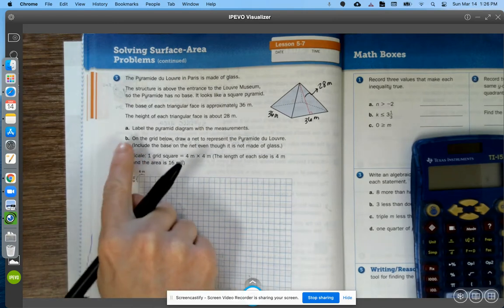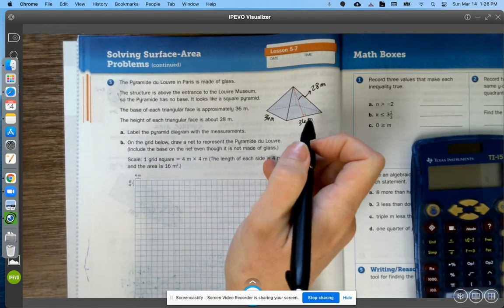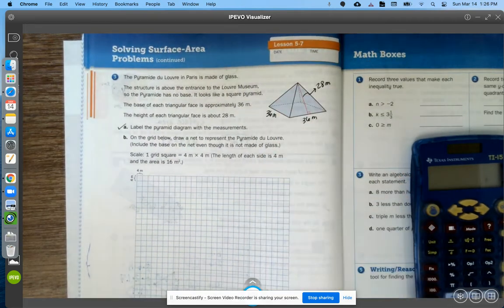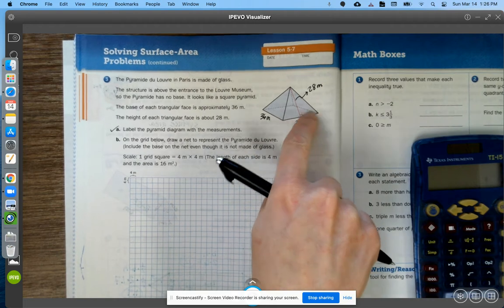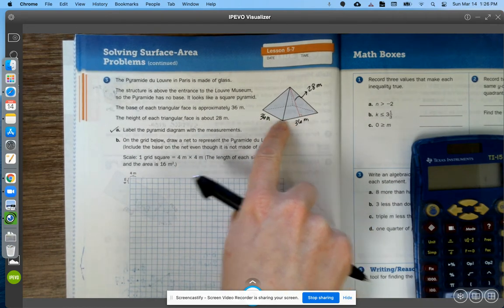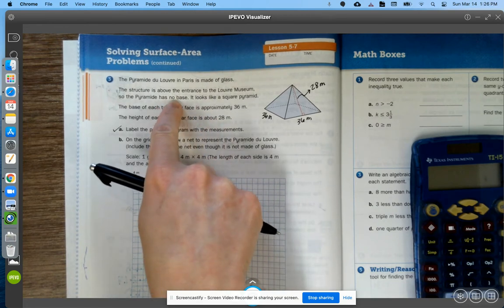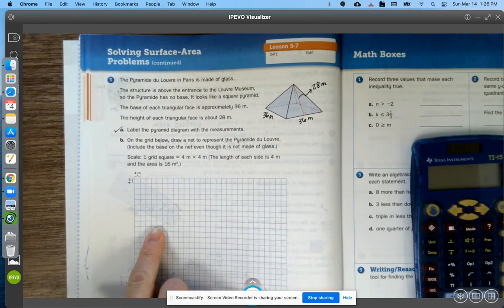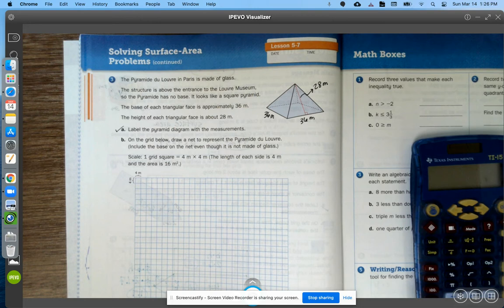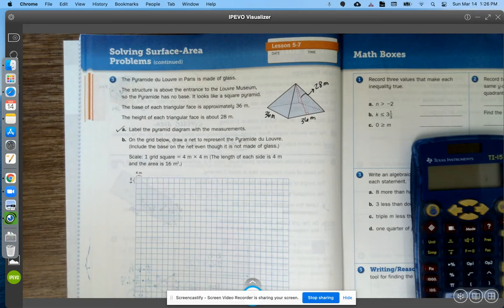So it says, first of all, label the pyramid diagram with our measurements. And we did that. We know that the base is 36 and the height is 28. We know enough to also do that square at the bottom because it would be 36 times 36. I'm not sure we're going to need that because it says that this pyramid has no base because of the way it sits at the museum. So let's go ahead with part B. It says on the grid below, draw a net to represent the pyramid de Louvre. Include the base on the net even though it is not made of glass. So we are going to draw it, okay?